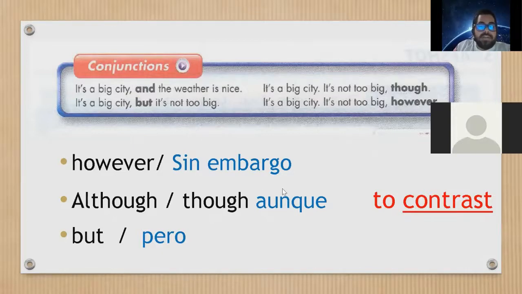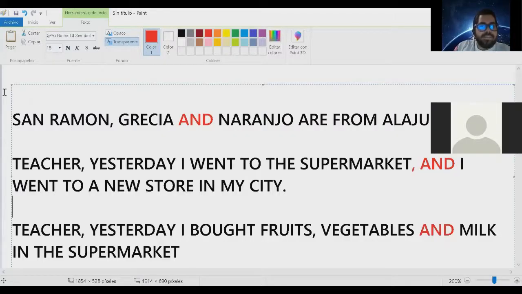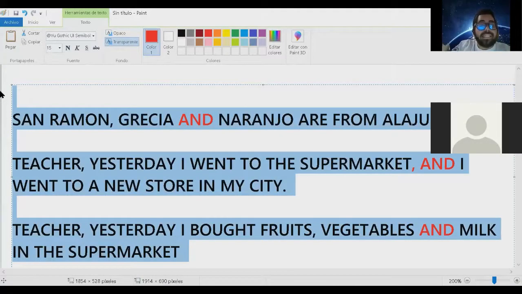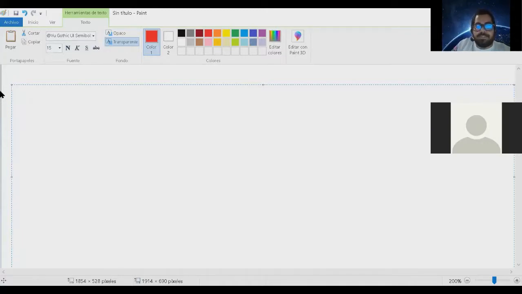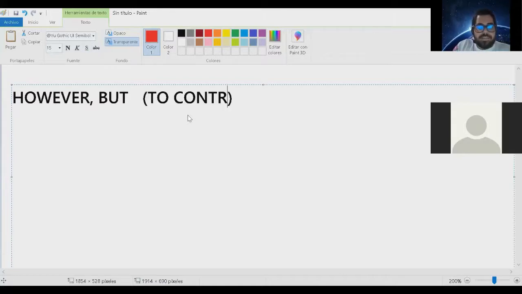However means, here you have it. However, teacher, but how do we use this? So look at this, guys. It is to contrast ideas. Before, some minutes ago, we mentioned "and", and it is to add extra information. But look at this. However, and but, let's start with these ones because there is another one, are to contrast ideas. What is this, guys?